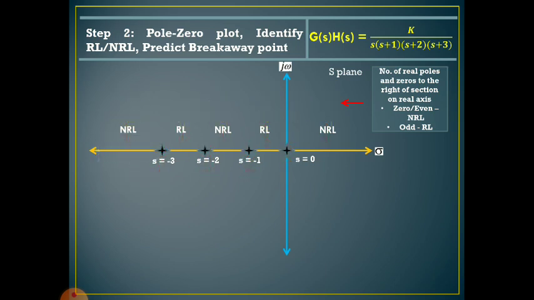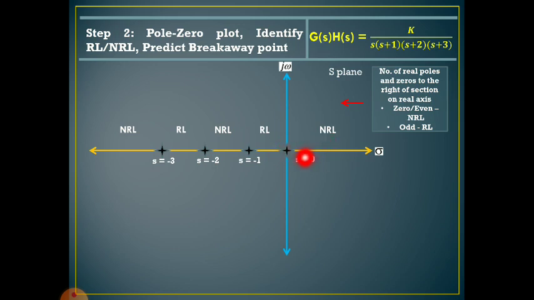So now we will predict the breakaway points. To predict the breakaway points, what we need to do is plot the movement of poles on the real axis, and that is where identifying regions as root locus or no root locus will help us, because a pole will move on the real axis only in the root locus region. If it is a no root locus region, movement of the pole is prohibited.